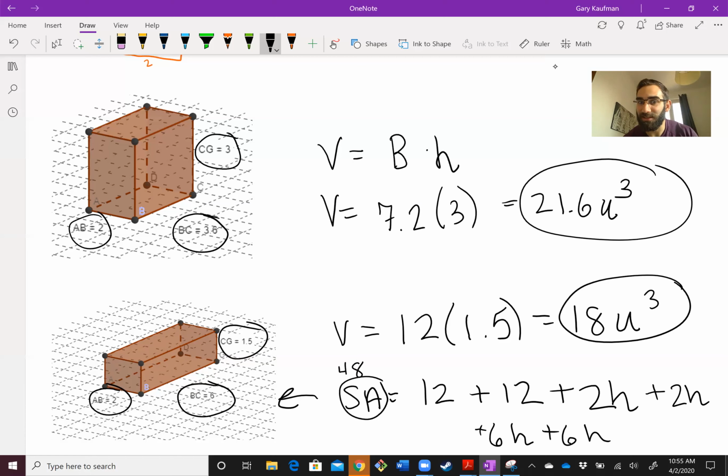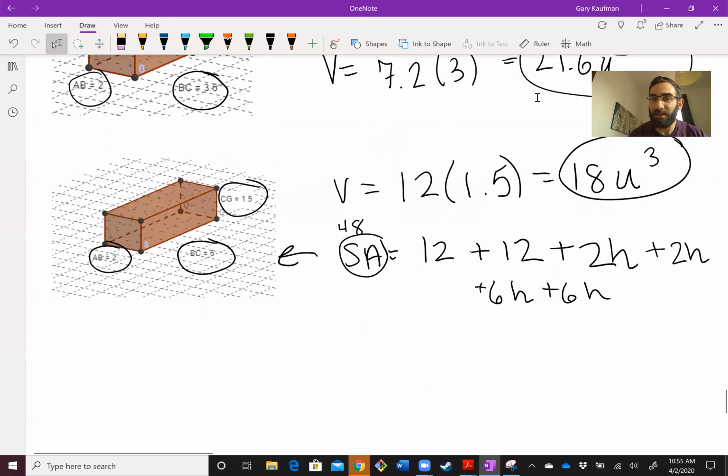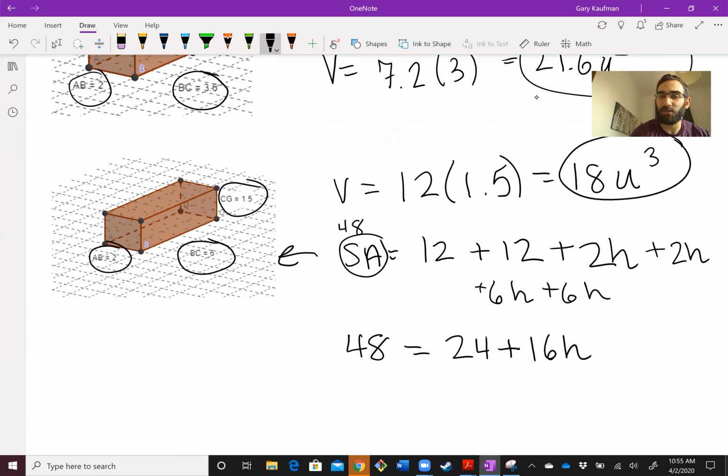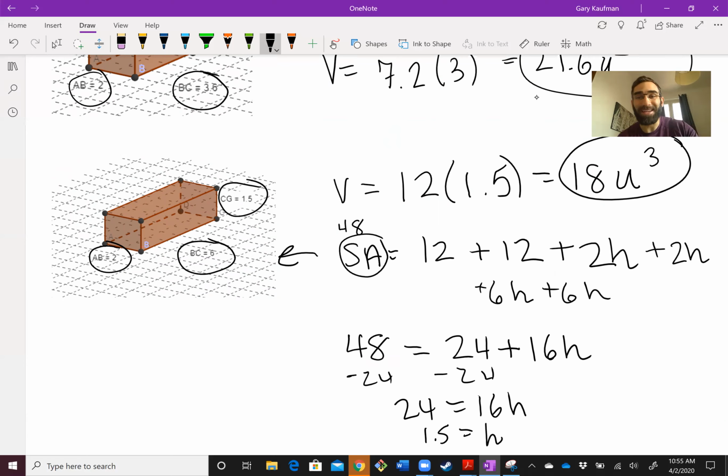So I actually can solve an equation. I could realize that 48, the surface area, is equal to 24 plus a total of 16h, minus the 24. 24 equals 16h. Divide by 16 and I get 1.5. But there's many different ways about going about getting this. That's just the algebraic way.